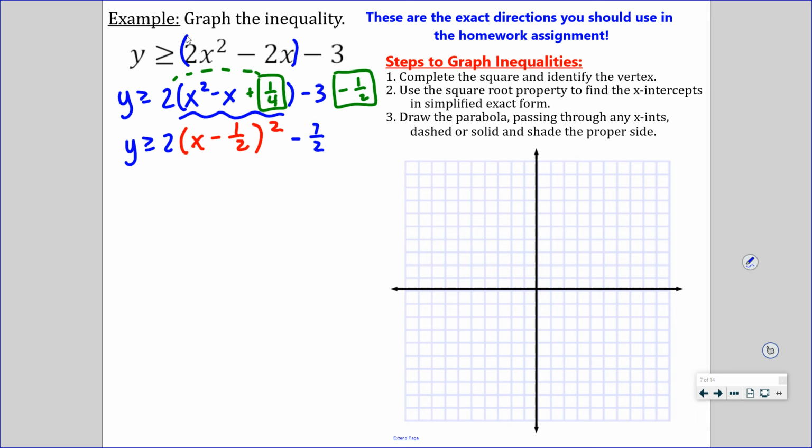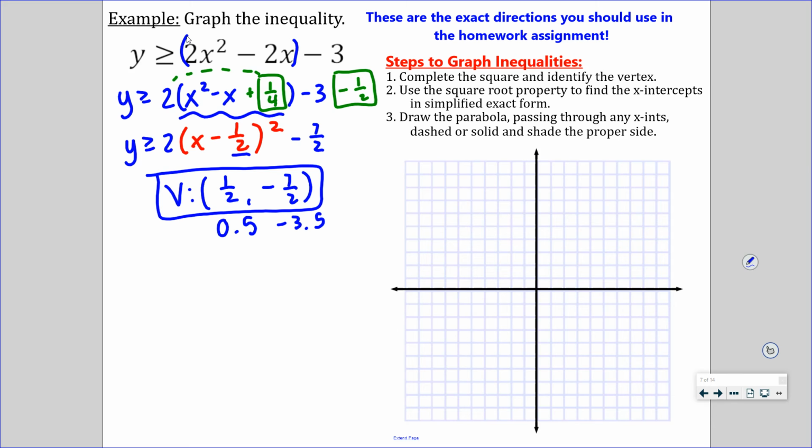Okay, everybody okay with that? So my vertex would be at (1/2, -7/2). Again, if it helps you to think of this as decimals to plot it, that's fine. Just keep in mind, when I ask you for an answer, we want to use fractions, use exact. All right, so my vertex is (1/2, -3.5). Is this U up or U down? U up. So I'm going to have some x-intercepts.